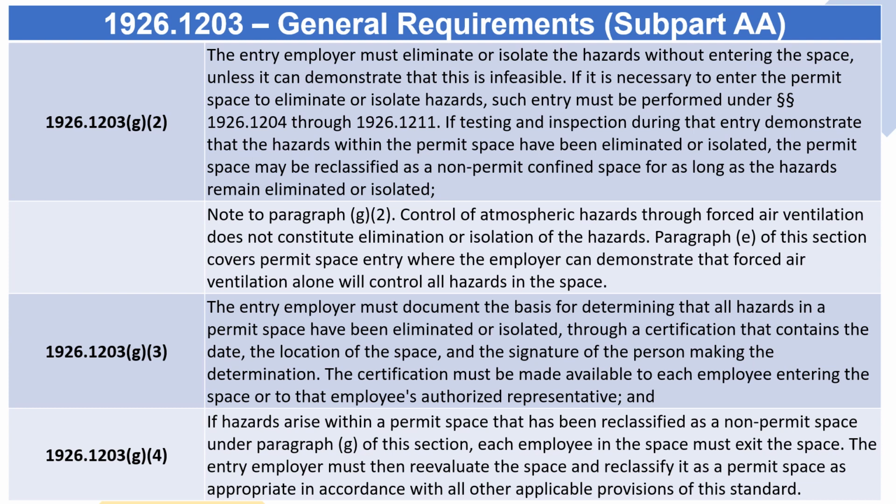1926.1203(g)(3) through (g)(4). The entry employer must document the basis for determining that all hazards in a permit space have been eliminated or isolated, through a certification that contains the date, the location of the space, and the signature of the person making the determination. The certification must be made available to each employee entering the space or to that employee's authorized representative.